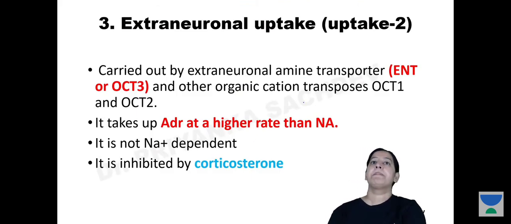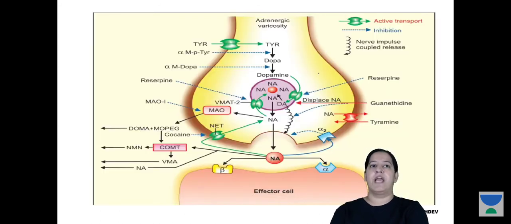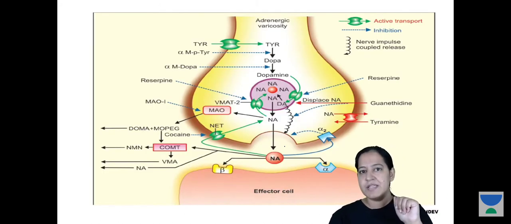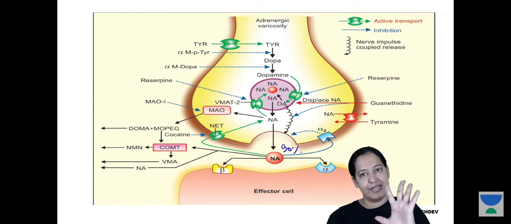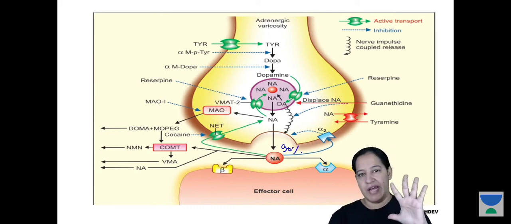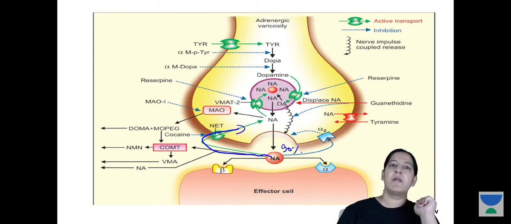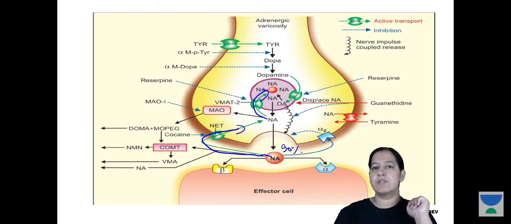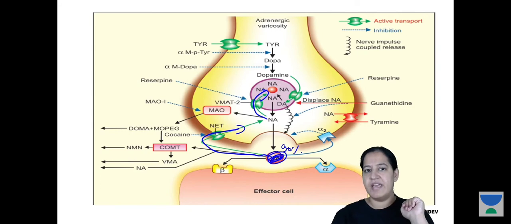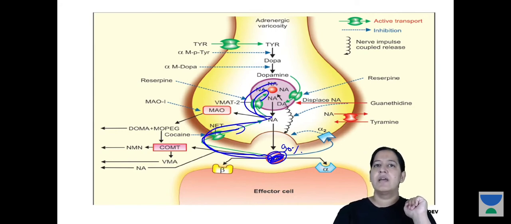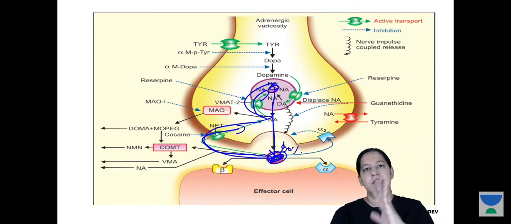Okay, listen. The second uptake is uptake number 2, that is extraneuronal uptake. What do you mean by that? So 90% of the noradrenaline is terminated by this way. What way? That is reuptake. So reuptake takes place first in the cytoplasm, and after going in the cytoplasm, the reuptake will take place into the vesicle. So ultimately, all the noradrenaline coming here will be reutilized and secreted in the next cycle.